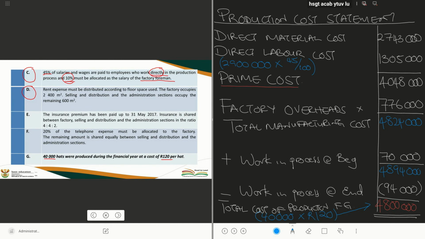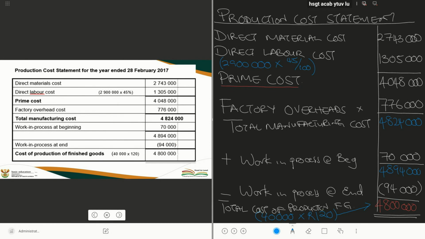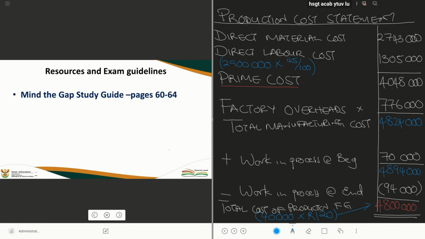All right. And if you want to check with what you were doing, here's the solution to what we're doing. You remember our factory overhead? Yes, 776,000. And let us now go and check our production cost statement. Yes, our total cost of production of finished goods is 4.8 million. Boys and girls, it is very important that you use Mind the Gap and study from pages 60 to page 64.